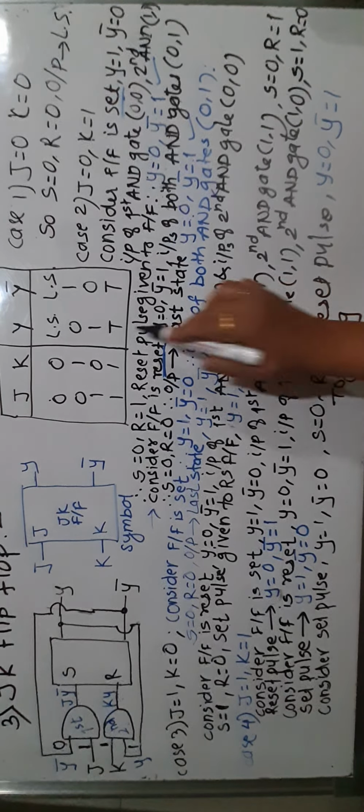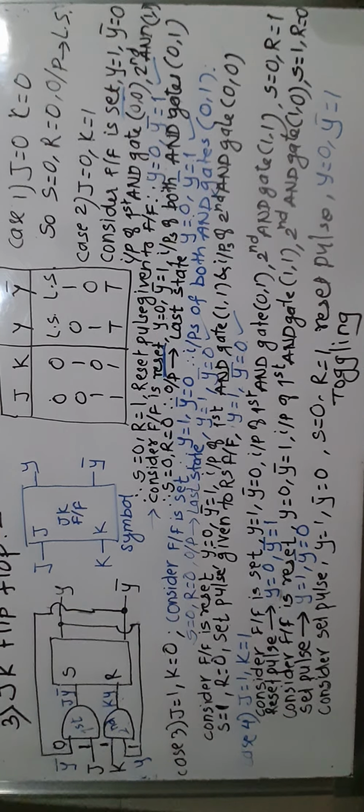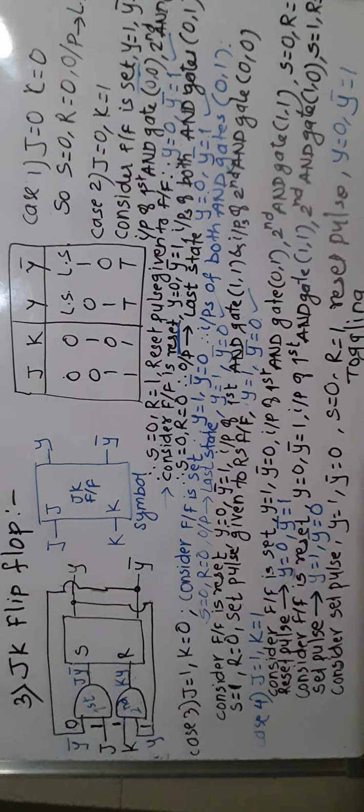Toggling. So it is denoted by T. So when both inputs J and K are 1 1 and the output is fed back as input to the flip flop, the output of the flip flop continuously changes its state between high and low. This output state is known as toggling. This is the simple JK flip flop.